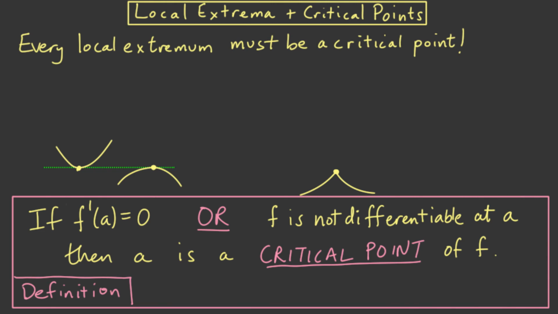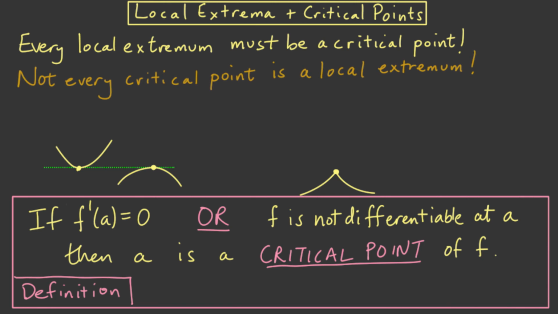You might be wondering, why bother with two different terms, local extremum, critical point? The reason is the following. Every local extremum must be a critical point, but not every critical point is a local extremum. To give an example, if the graph is like this, then the tangent line here is horizontal, f prime equals 0, so that's a critical point, but it's not a local min or a max.